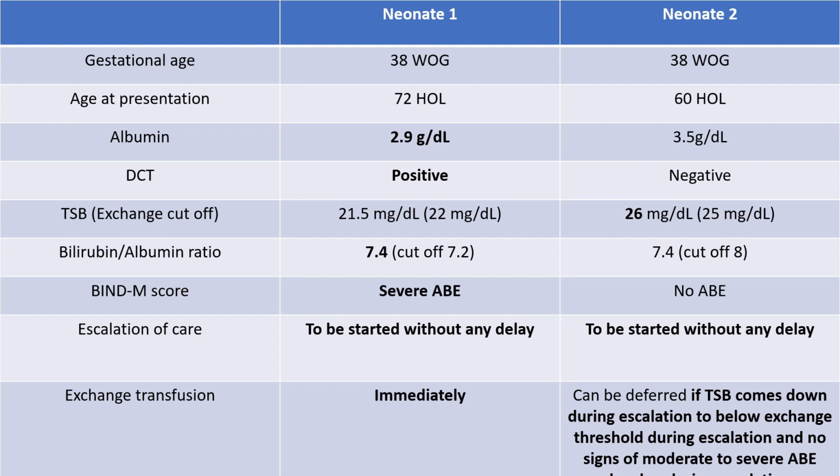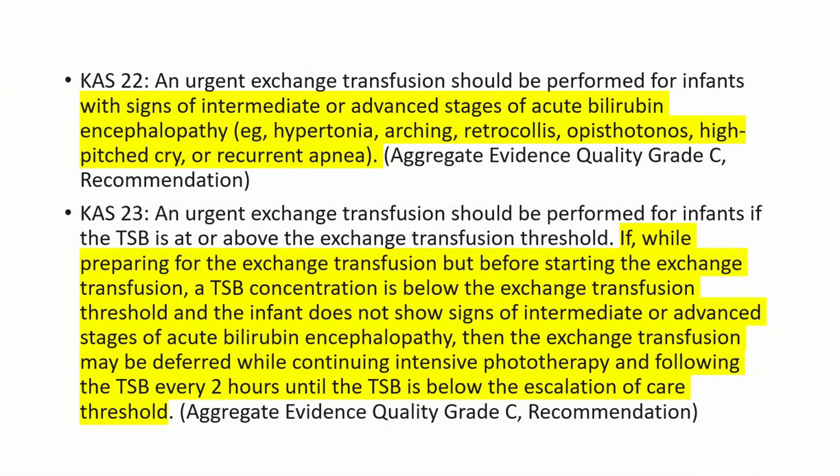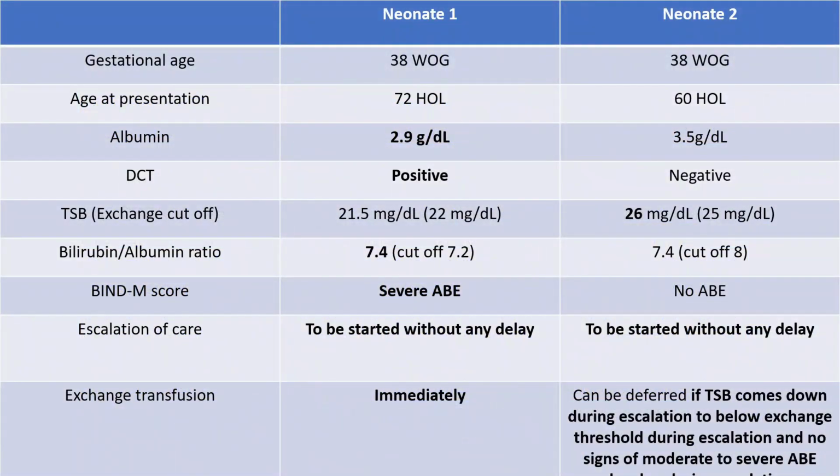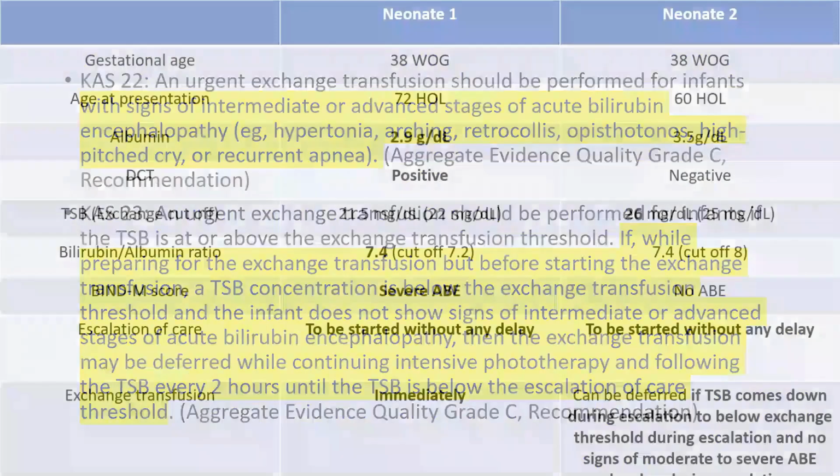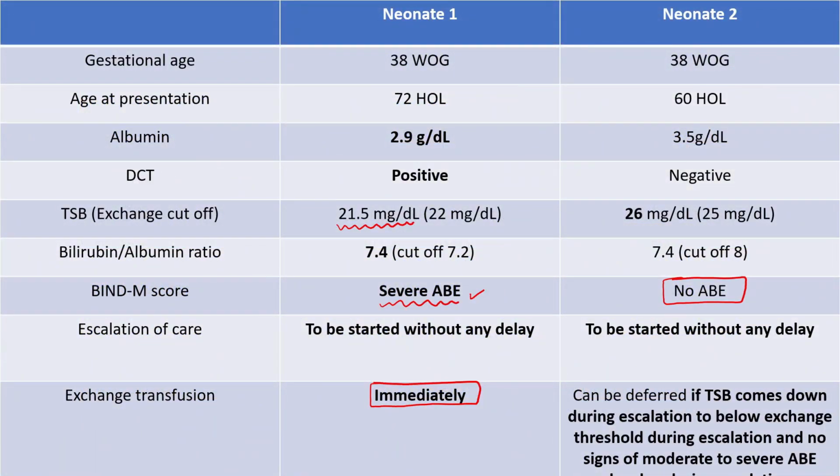Case 1 presented at 72 hours of life, had hypoalbuminemia and a positive DCT. Therefore, neurotoxicity risk factors were present in this case. And the child was already having a severe ABE to begin with. Even though the TSB was below the threshold for exchange, we go ahead with exchange transfusion because there is severe ABE. Case 2, however, had no ABE to begin with, had no neurotoxicity risk factors as well, but TSB was above the threshold for exchange, and therefore even in this case, we do go ahead with exchange transfusion.